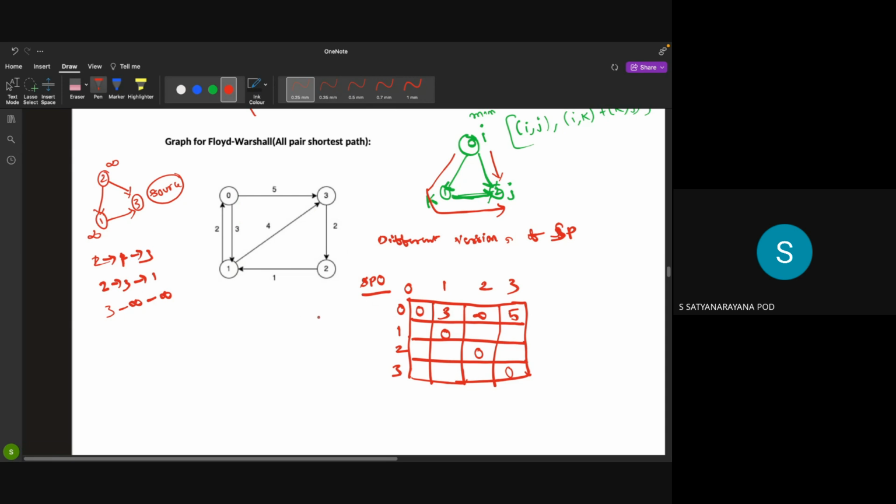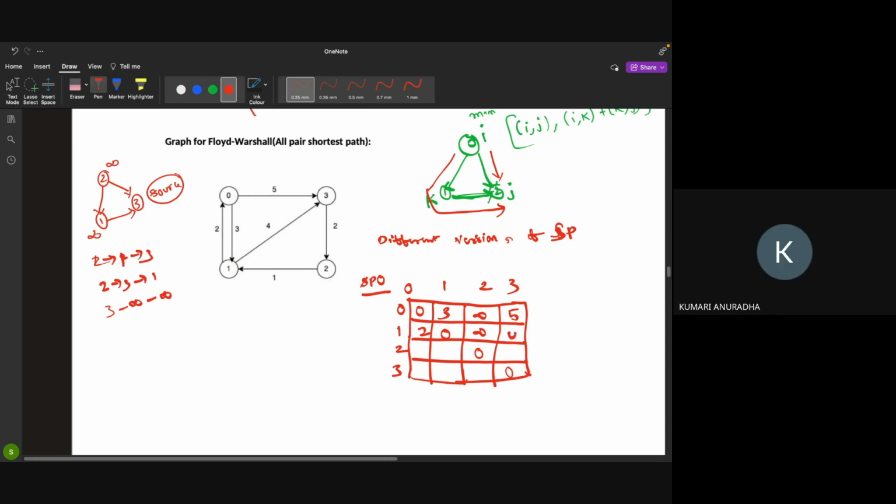Next one. 1 to 0, is it there? Yes, 2. Next one. 1 to 1, a self edge is not there. So 1 to 2, no possibility, sir, because 2 to 1 is there, 1 to 2 is not there. So it is okay. So 1 to 3, yes, it's there.